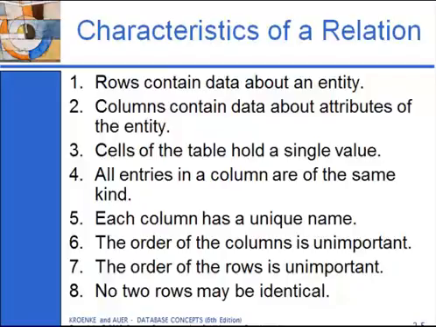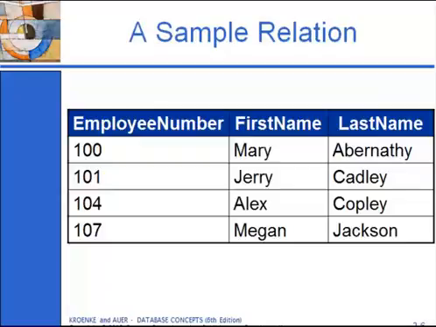Now let's take a look at some examples of tables that are and that are not relations. Here's an example of a table that is a relation containing employee information. Notice how it meets all the criteria of a relation. The rows contain data about the entity, employees. The columns each contain data about the attributes of employee information. This column contains employee number, this column contains employee first name, this column contains employee last name.